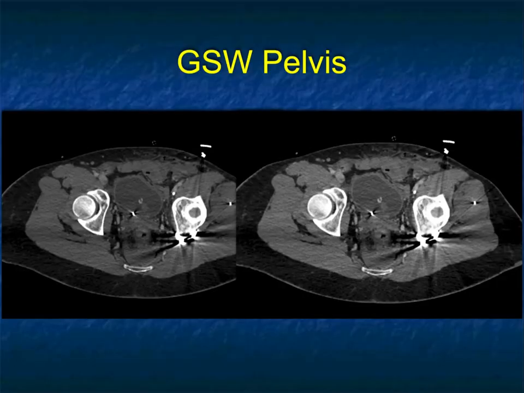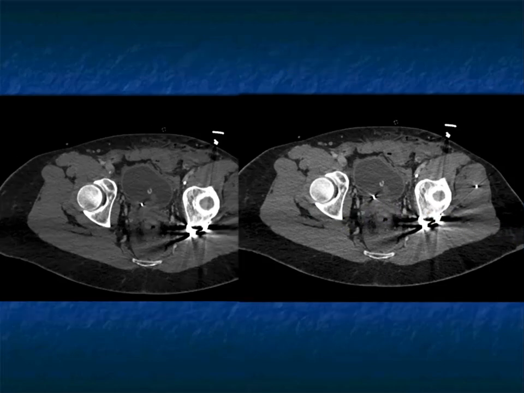Another example, gunshot wounds. There's a Foley in the bladder, lots of fragments. What's this? This looks like a metal object. This looks like a fragment, and it's either near or in the bladder. Well, when you start looking carefully, you get the feeling it's probably in the bladder, and there's some high density in the bladder here, which suggests blood.